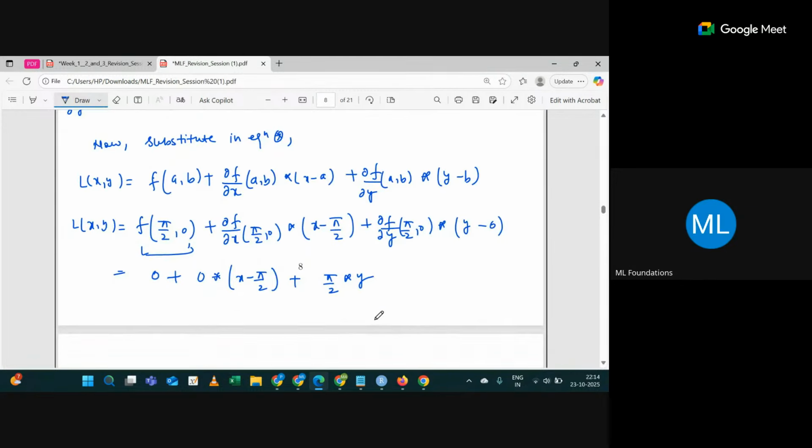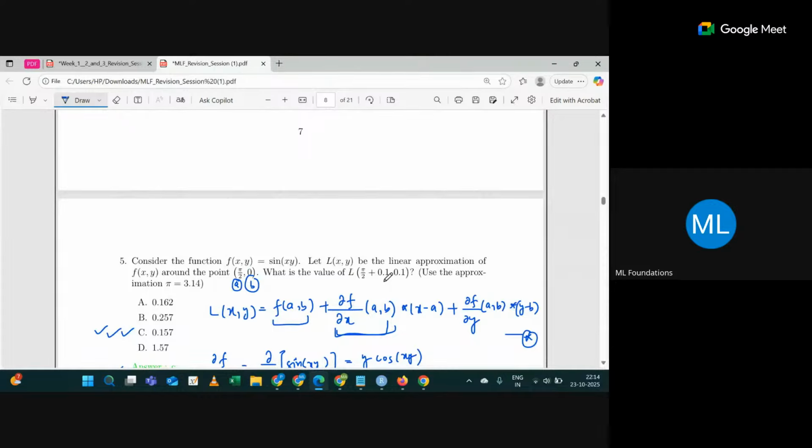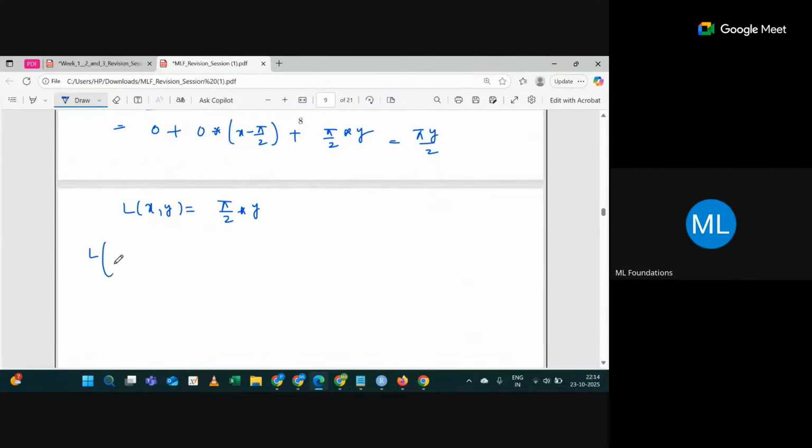Basically we got πy/2. But this is L(x, y) = π/2 into y. But we have to calculate L(π/2 + 0.1, 0.1) basically. So it will be π/2. Don't consider it as x. So it will be into 0.1. So π/2 is 1.57, and this is 0.1, so 0.157.